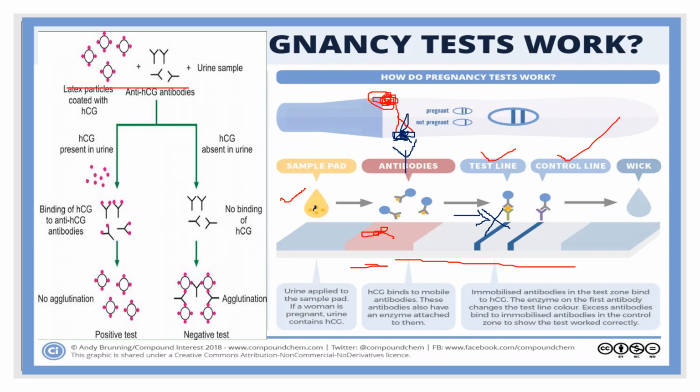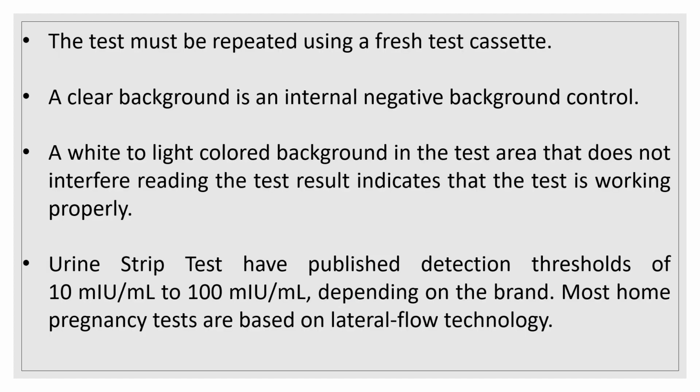If HCG is present in the urine, it will combine with the anti-HCG antibody and the enzyme coating it, and then it will be immobilized on the test line. If it is not bound, it will come to the control line where it is coated with another antibody. Now the test must be repeated if one line is not satisfactory or the other line is very faint and not coming properly. Then you have to use a fresh new test cassette.